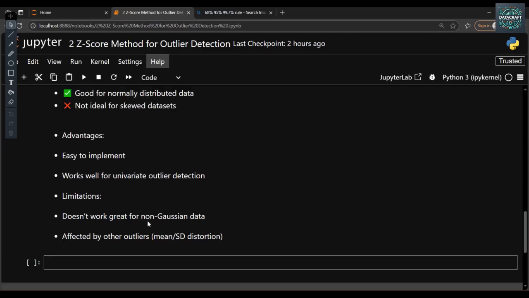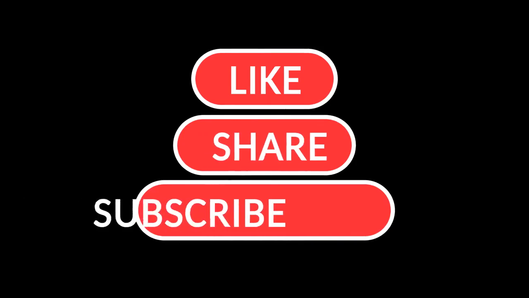So that is how you can detect outliers using the Z-score method. In the next part, we will explore the IQR method. The IQR is the interquartile range method. This is another powerful technique using quantiles and box plots.